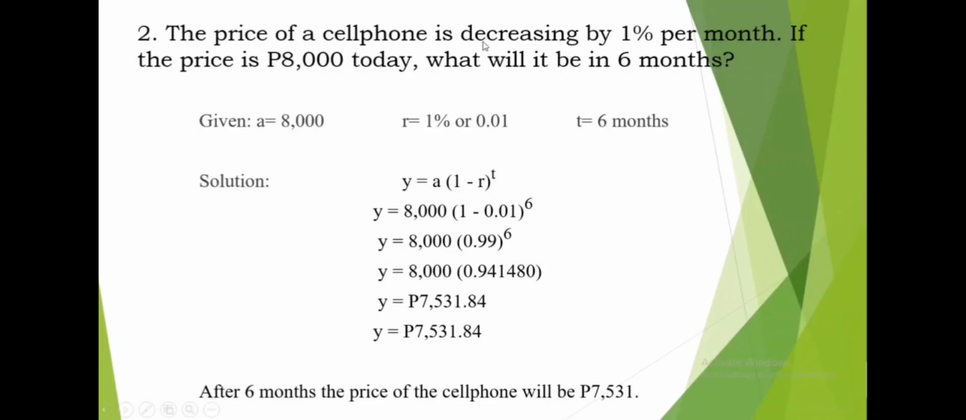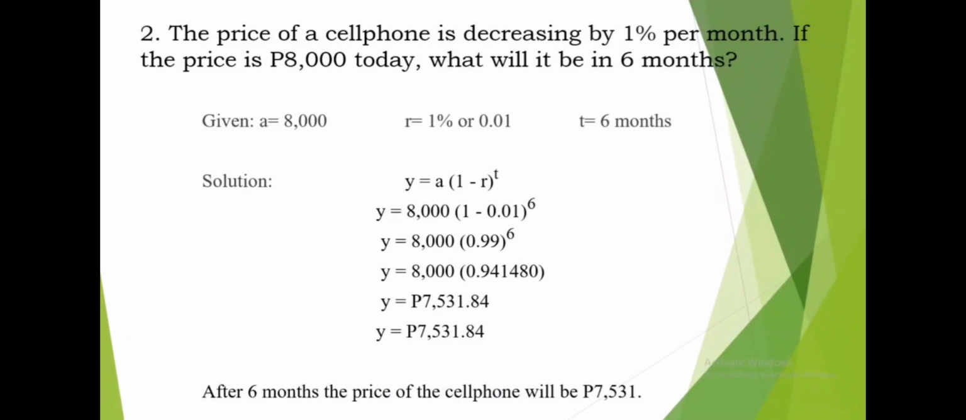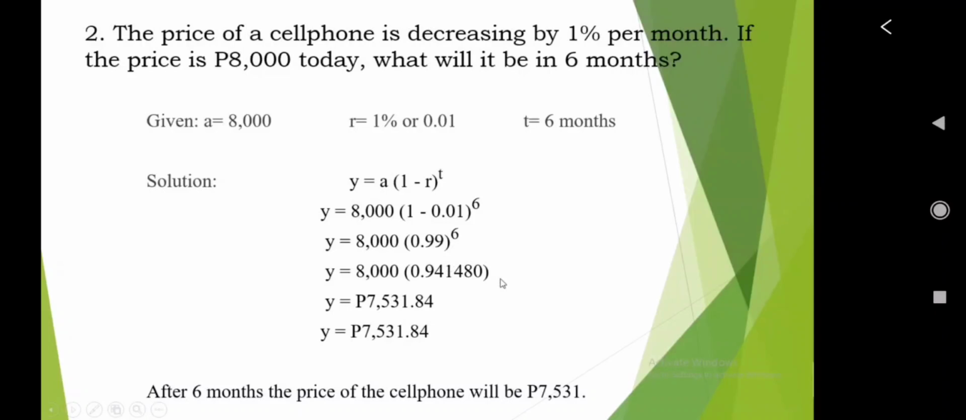So since we are talking about here the decrease of the price, therefore this problem belongs to exponential decay. So we will use the formula y equals. Substitute all the givens to the formula. We have our A is 8,000. 1 minus R is 0.01. Our time is 6. 1 minus 0.01 is 0.99. 0.99 raised to the power of 6 is 0.941480.